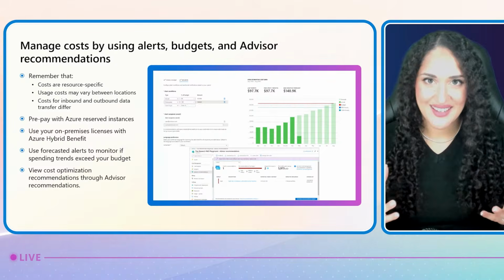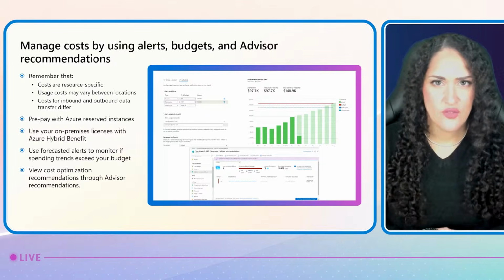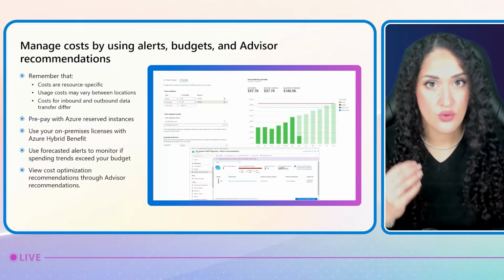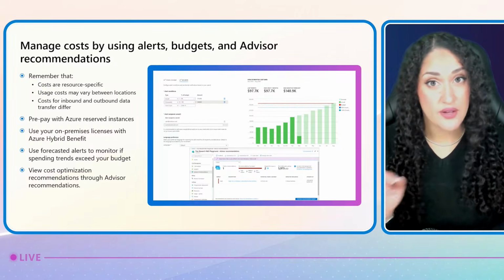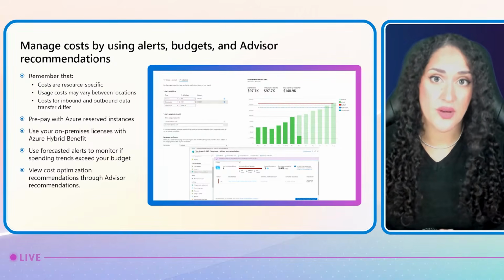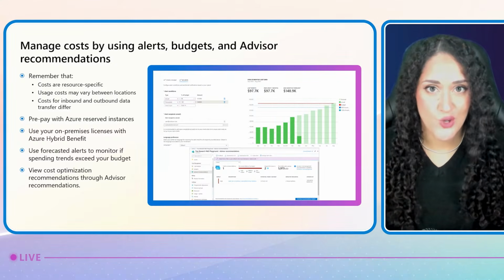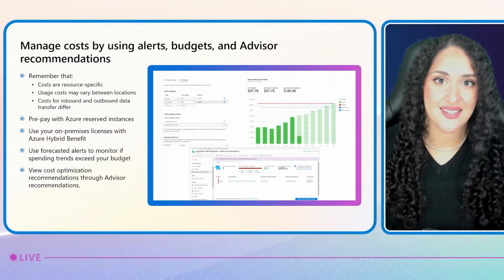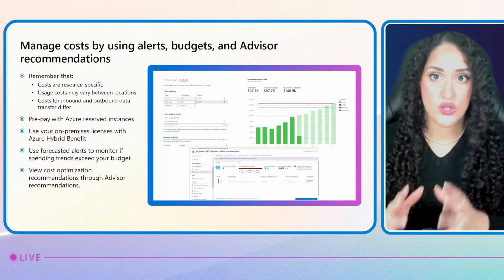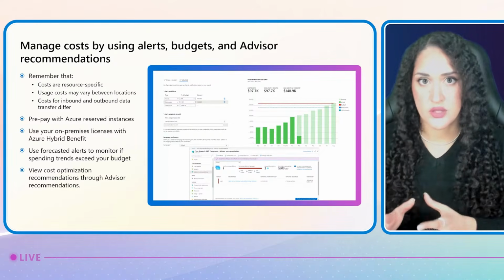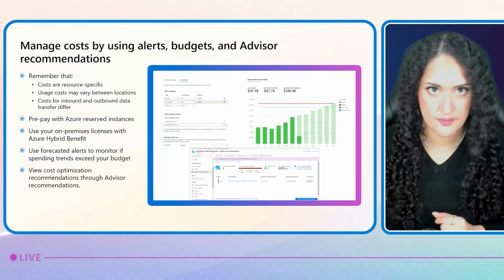And what about pricing? Cost management is about being smart with your Azure spending. For the exam, remember that costs are resource-specific and vary by location. Inbound and outbound data transfer costs also might differ. Use reserved instances to save money and leverage Azure Hybrid Benefit for on-premises licenses. For the exam, know the permission level for cost alerts. Owner, contributor, and cost management contributor can read and update, while reader roles are read-only.